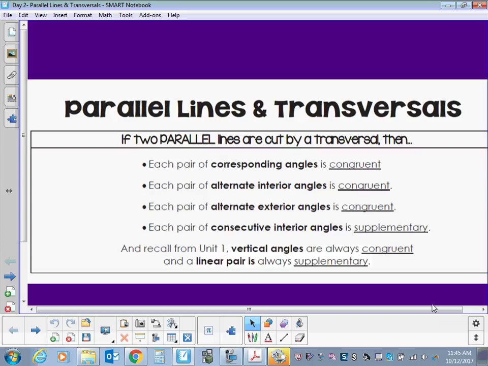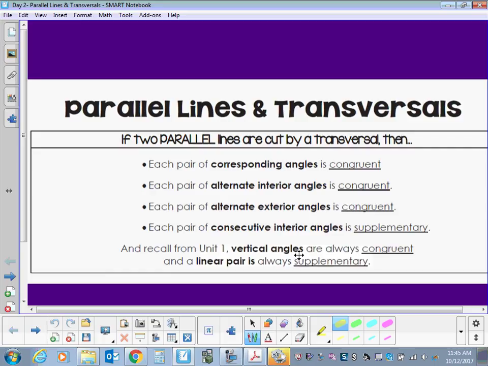So, parallel lines and transversals. We just talked about this, but let's go ahead and, if you have a highlighter, get it out. I have to remember to bring my highlighters too, for those of you that don't have one. All right, you can use one.